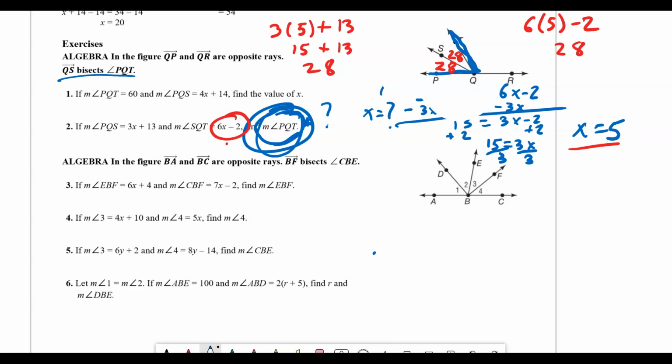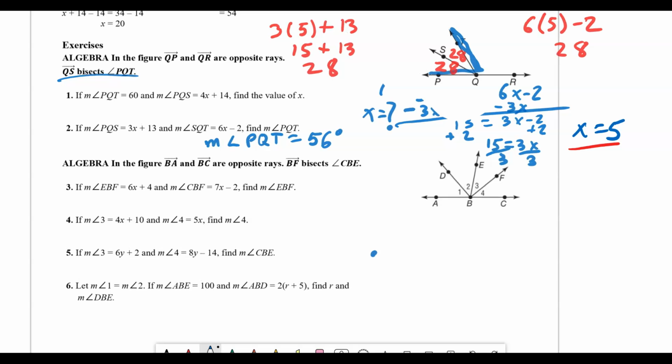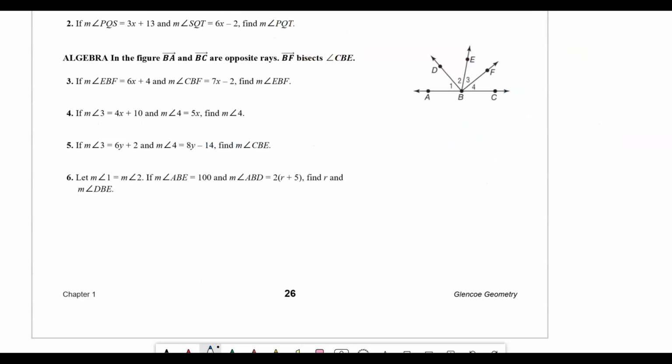Okay, so hopefully you came up with the measure of angle PQT. So there were several steps that we walked through. But the measure of angle PQT, hopefully you said, was 56 degrees. Okay, so we have some more algebra. Same situation now. Let's look at our diagram and see if we can label what they're telling us.